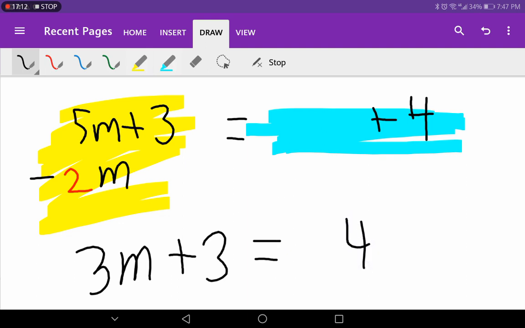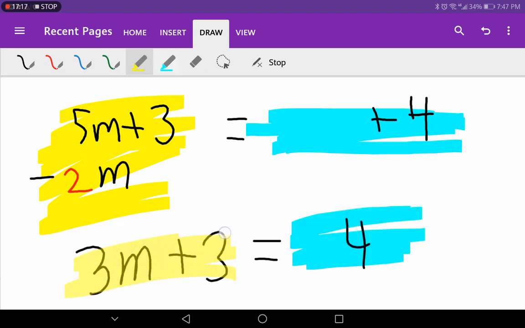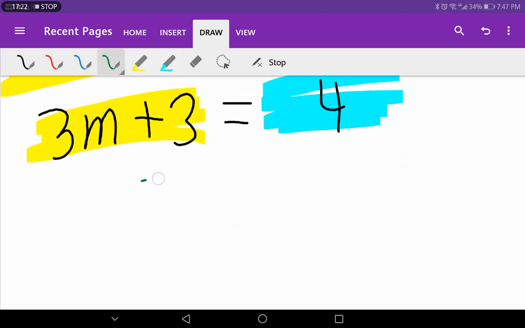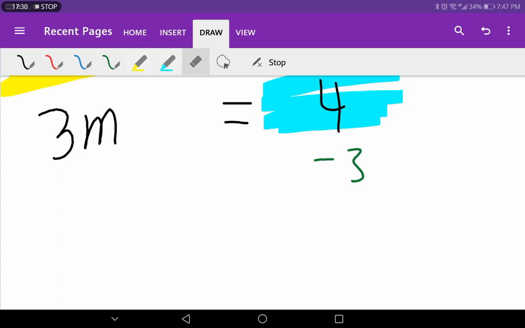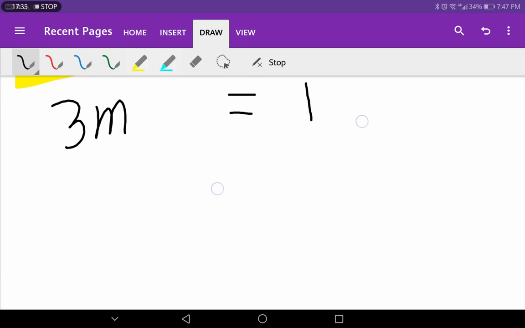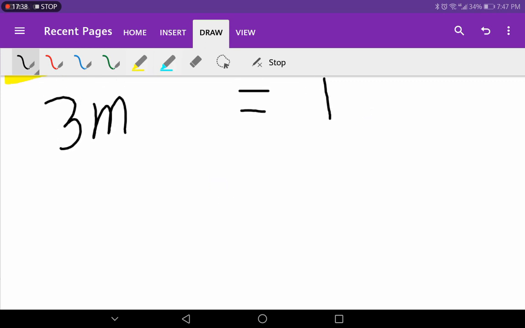4. Yes, this is the blue side, and this is the yellow side, and it is a two-step equation, and you know how to solve it. Negative 3, negative 3. Okay, this will be eliminated, and 4 minus 3 equal 1 from here. Yes, and what is the last step? Yes, divide by 3, divide by 3. So m equal 1 over 3, teacher. Yes, m equal 1 over 3, and you're done.